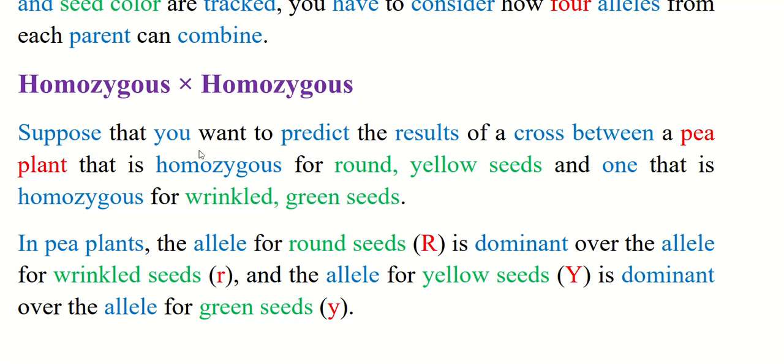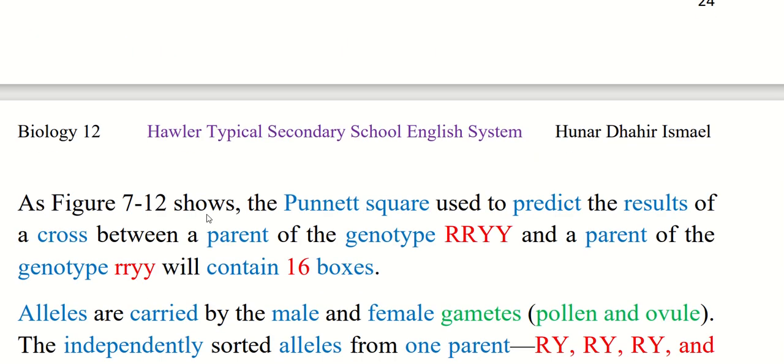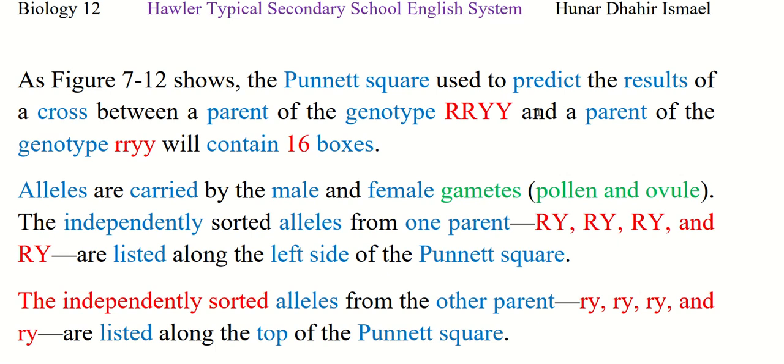Homozygous by homozygous. Suppose that you want to predict the results of a cross between a pea plant that's homozygous for round yellow seed and one that is homozygous for wrinkled green seed. In pea plants, the allele for round seeds R is dominant over the allele for wrinkled seeds r, and the allele for yellow seeds Y is dominant over the allele for green seeds y. The Punnett square used to predict the results of the cross between parents of the genotype RRYY and a parent of the genotype rryy would contain 16 boxes.